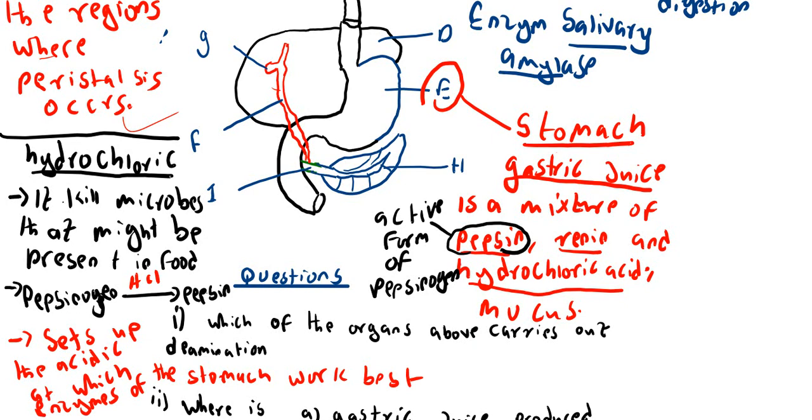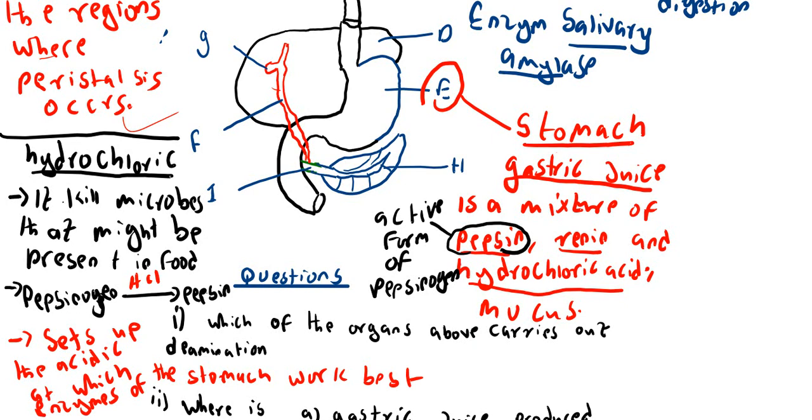So we are saying number 1, hydrochloric acid kills microbes that might be present in food, and this may include bacteria, fungi, and other microorganisms that might harm the body. Then pepsinogen is converted to pepsin, which is facilitated by hydrochloric acid. Apart from that, hydrochloric acid sets up the acidic pH at which the enzymes of the stomach work best. So pepsin, which is a protein digestive enzyme, works best in acidic conditions.